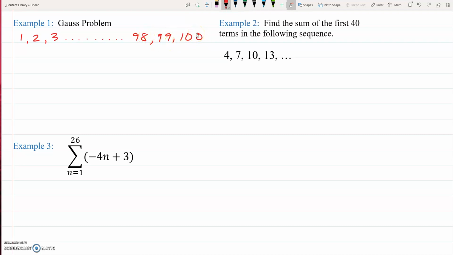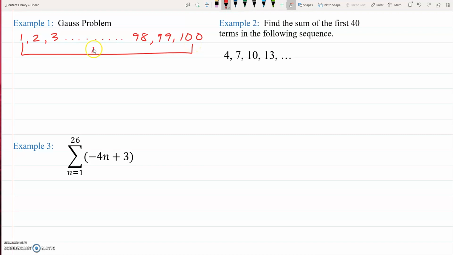Okay, so there's all of the numbers between 1 and 100. Obviously, I didn't write them all out. But Gauss realized this. You can add the numbers in any order. So he added the first one with the last one. Instead of doing 1 plus 2 and then plus 3 and then plus 4, he added the first one and the last one.